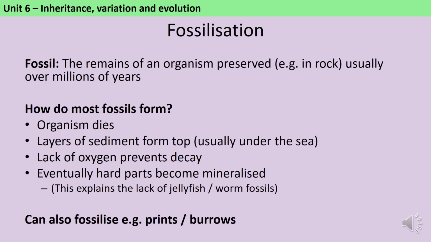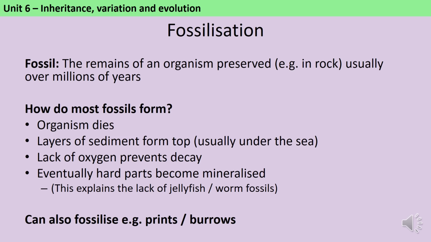In studying extinct species, the fossil record is really important, and it's really useful when we're thinking about evolution, because the age of the fossil can be determined by the age of the rock, which correlates with how deep it is. So the deeper in a rock we find a fossil, the older that species probably was and the longer ago it was alive. When we say fossil, we mean the remains of an organism that have been preserved, usually in rock, but sometimes in ice or in amber, usually over millions of years.